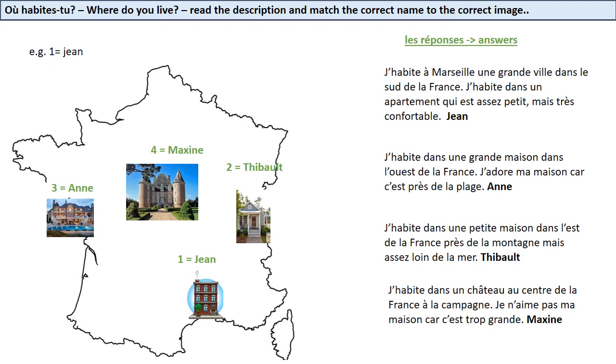Okay, next one then, number 3 is Anne. She says, J'habite dans une grande maison. I live in a big house. If we have a look at her house, it is big. And she lives in l'ouest de la France, the west of France, which leaves us with number 4 as Maxine. So give yourselves a tick if you got them correct, make any corrections that you need to make, and I'll rejoin you on the next slide.